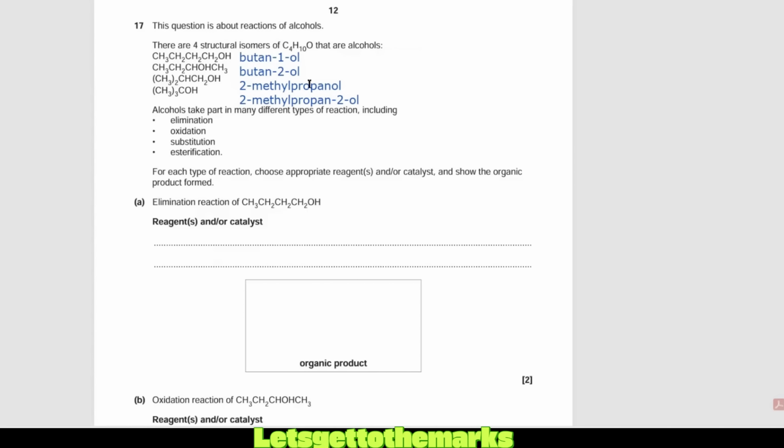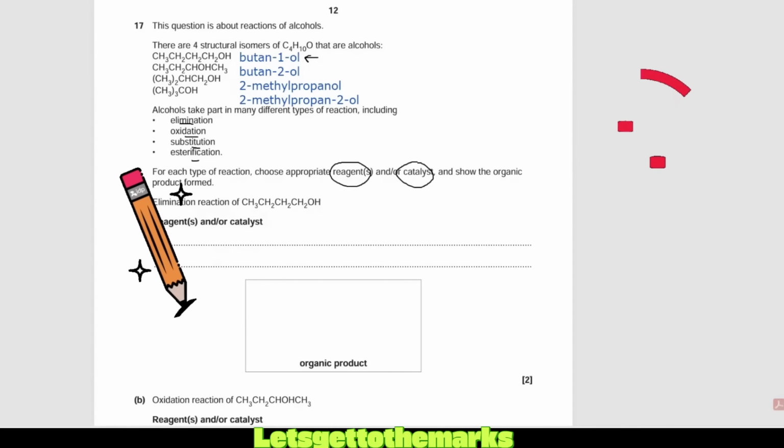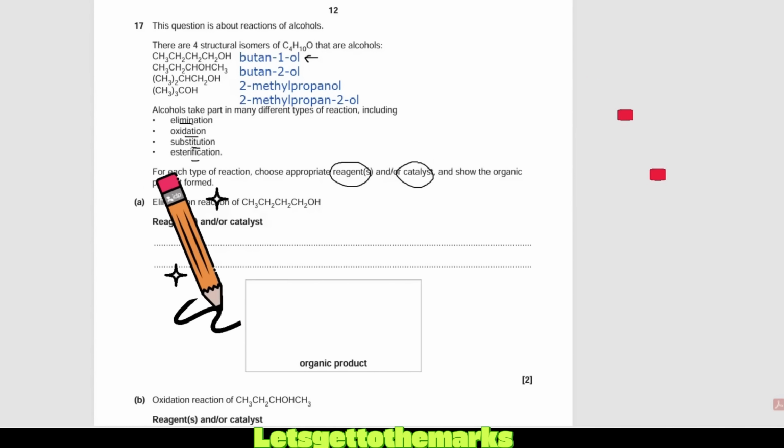Okay, these alcohols take part in different types of chemical reaction, including elimination, oxidation, substitution, esterification. For each type of reaction, choose the appropriate reagent, that means the appropriate reactant, and or catalyst if you need them, and show the organic product formed. The first one to do is the elimination reaction of butan-1-ol. What's the reagent? What's the catalyst? Why don't you press pause on the video, grab pen, grab paper, have a go at this one, and then unpause and watch the explanation.